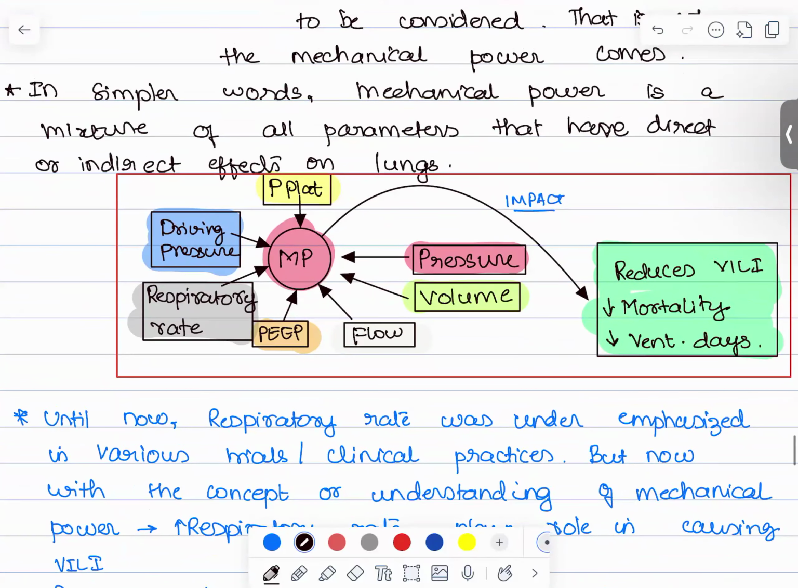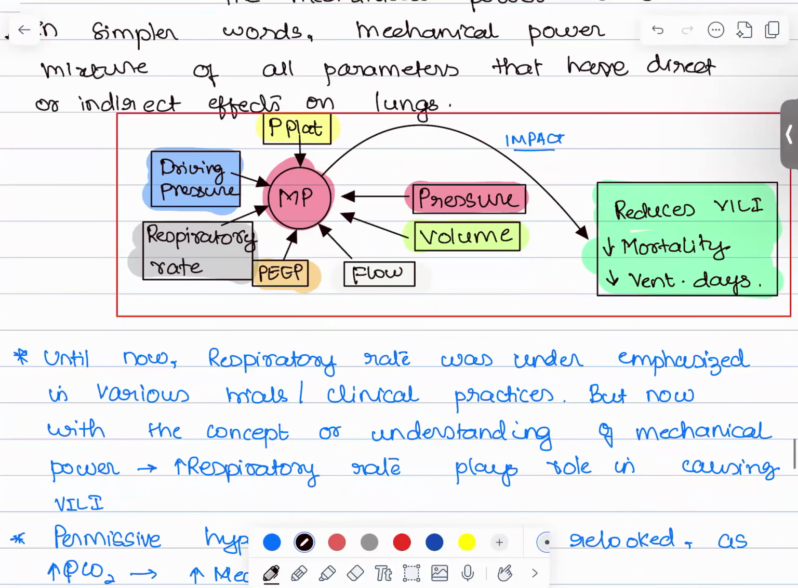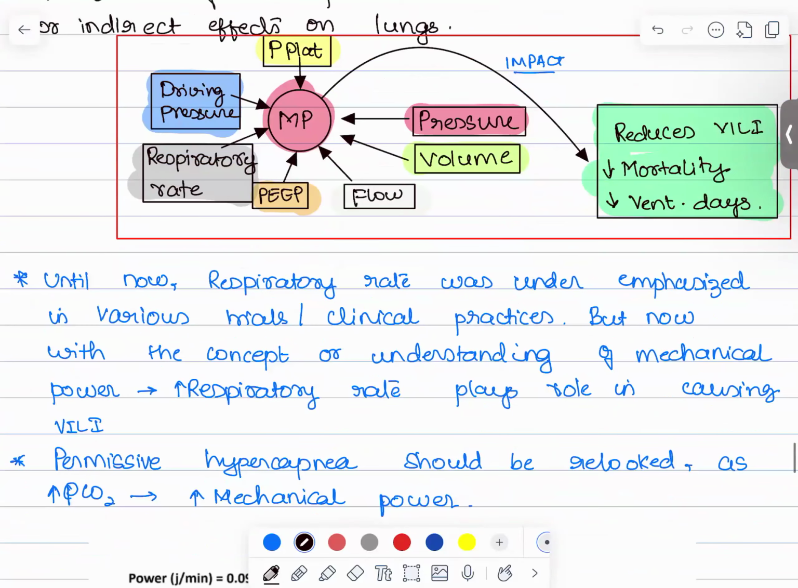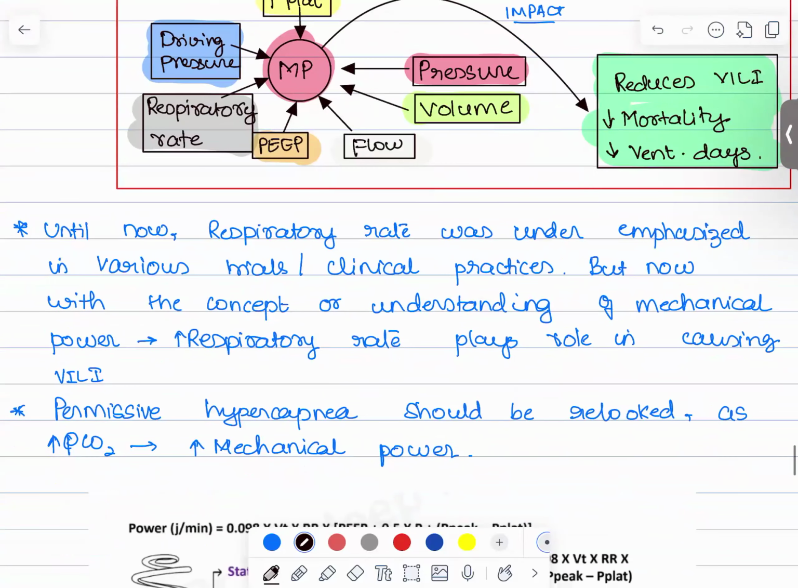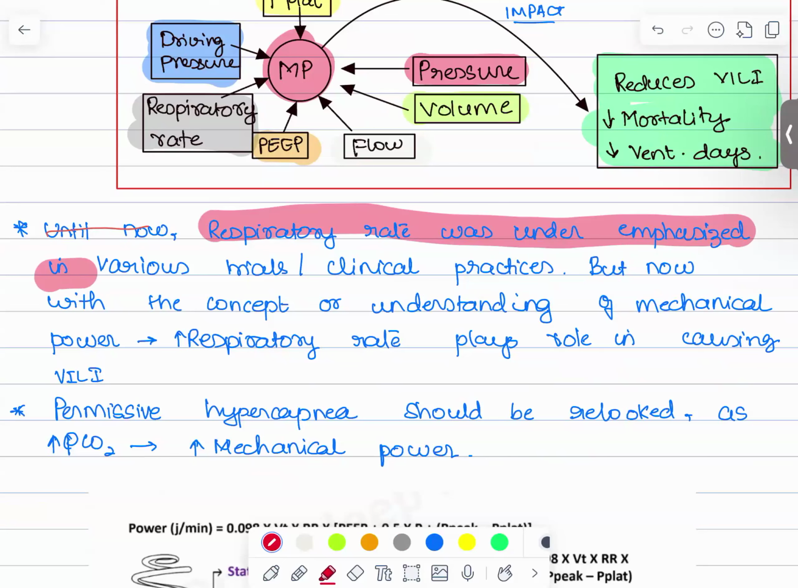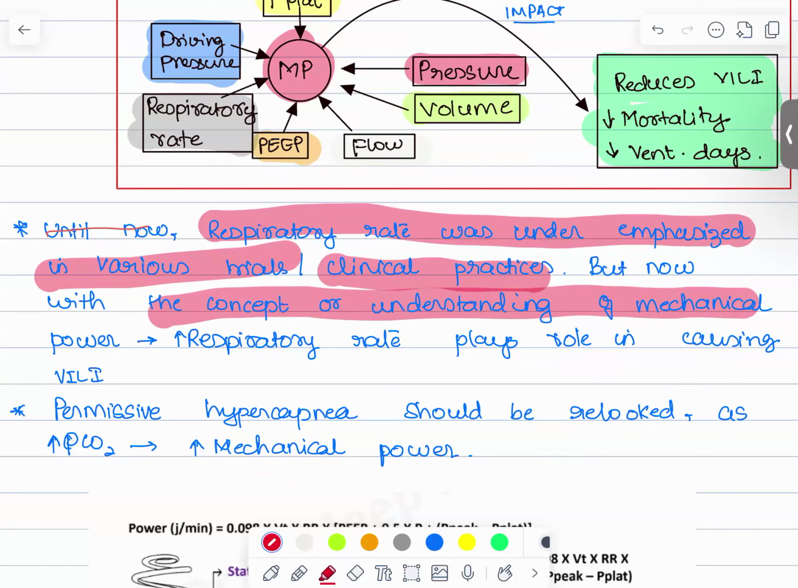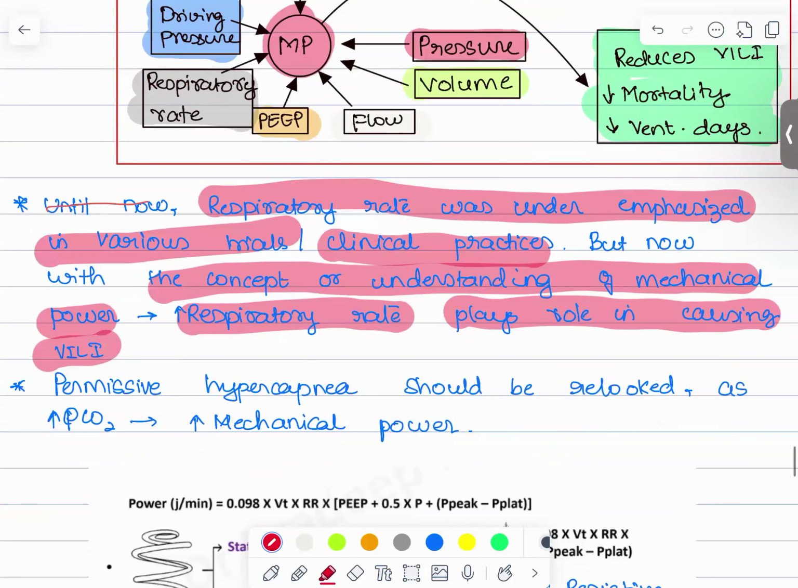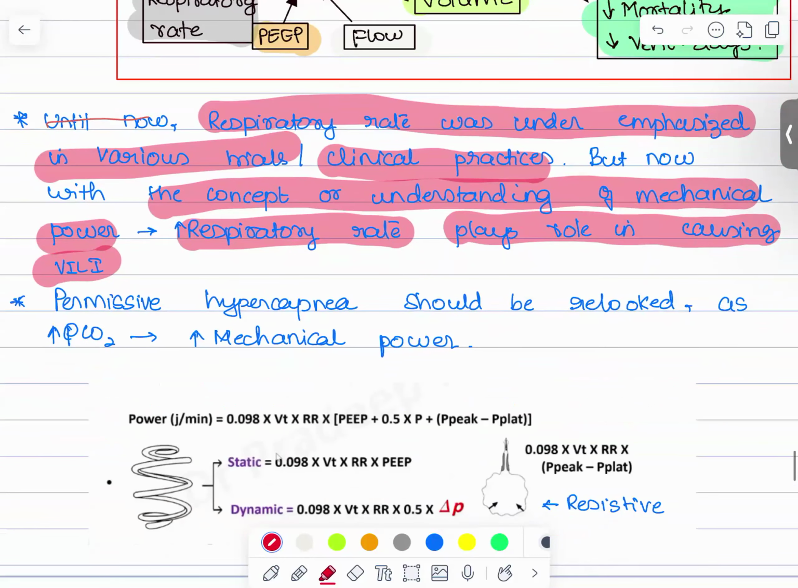Until now, and I would like to emphasize this, the respiratory rate was under-emphasized in various trials and clinical practices. But now, with the concept of mechanical power, any increase in respiratory rate plays a causative role in VILI. Therefore, permissive hypercapnia should be relooked, as an increase in PCO2 can increase the mechanical power. Thank you.